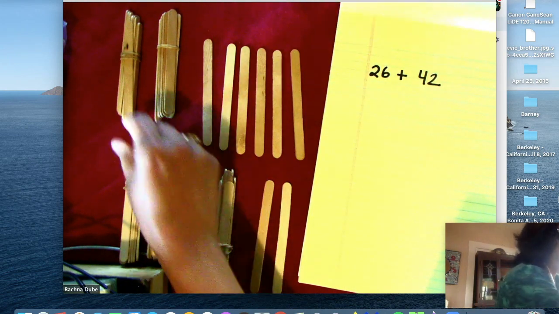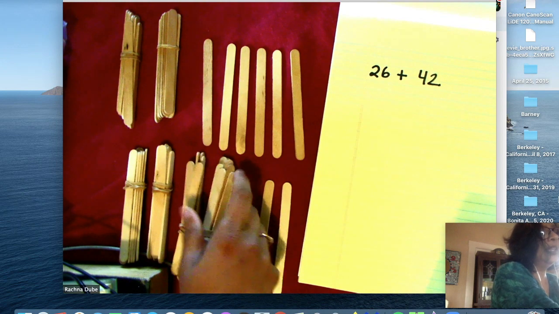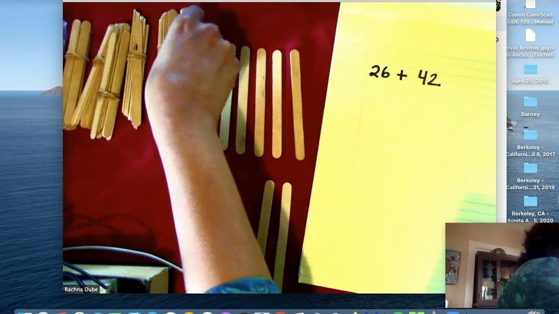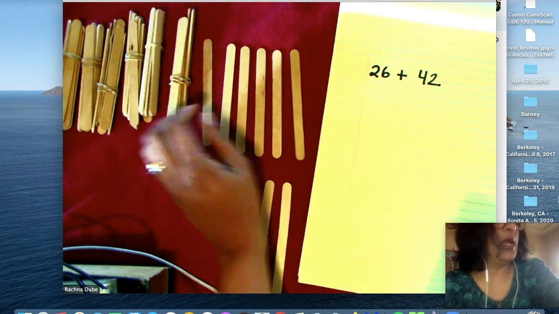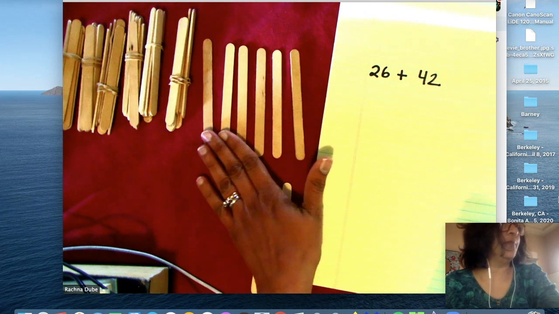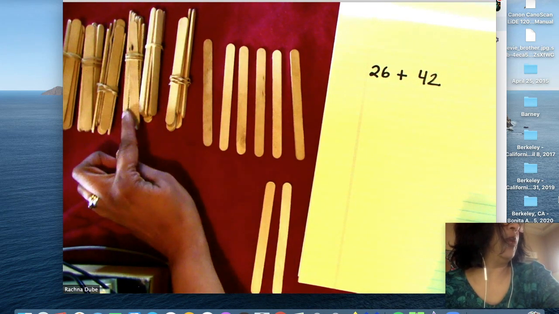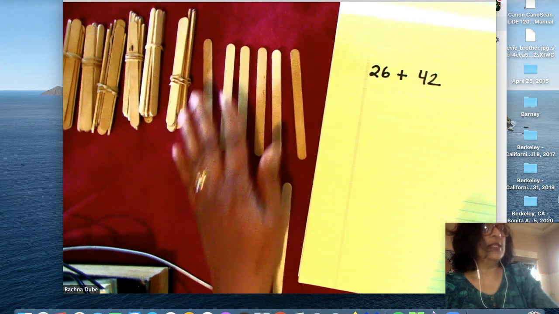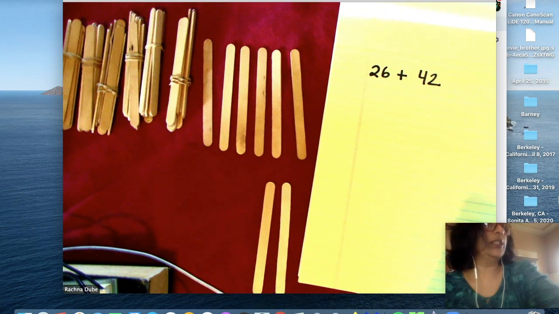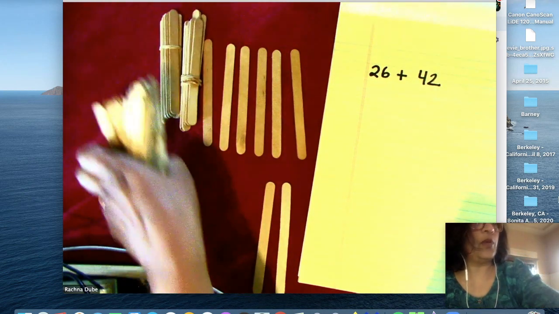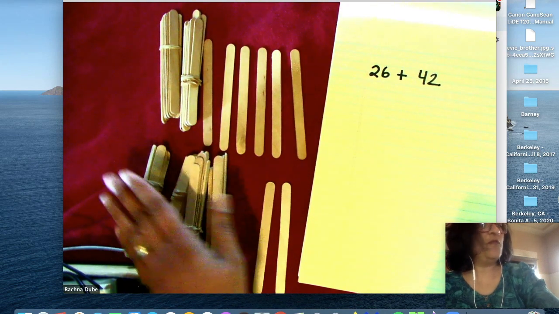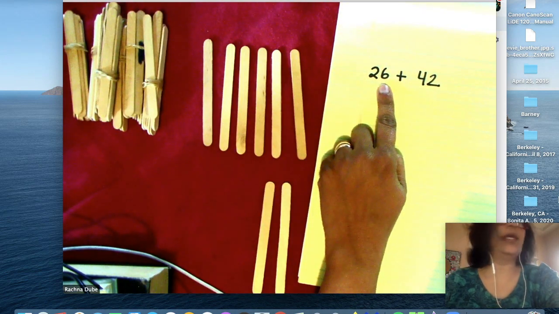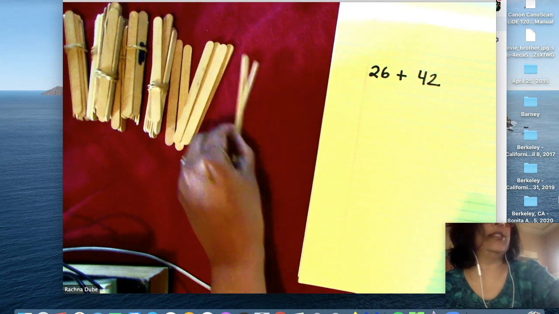I could go, oh, I have 40, 10, 20, 30, 40, 50, 60. I could just put the 60 together, right? I've got 60. And then I had 6, 66. Let's check. 10, 20, 30, 40, 50, 60, 61, 62, 63, 64, 65, 66, 67, 68. Or I could have just taken my 4, right, and gone 40, 50, 60. I already know that's 6, 66, 67, 68.